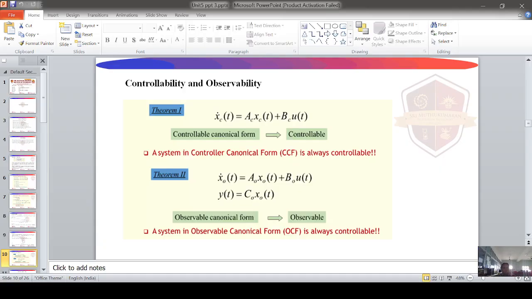Controllability and observability, theorem 1 and theorem 2. Theorem 1: x dot of t is equal to A x of t plus B into u of t. A system in controllable canonical form is always controllable. Theorem 2 is the same: a system in observable canonical form is always observable.